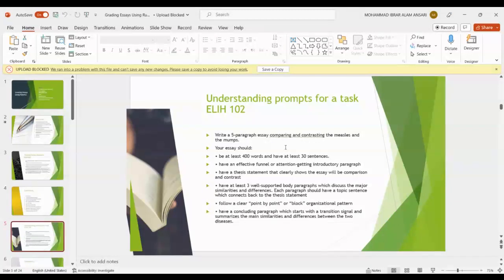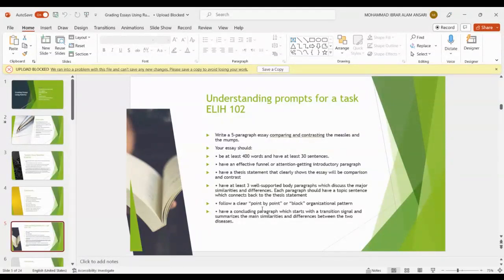Write a 5-paragraph essay comparing and contrasting the measles and the mumps. And it clearly says your essay should have 400 words or 30 sentences. Again, an effective funnel, thesis statement. I'm not going to talk about that in detail, as I've already done with the previous task. And then 3 well-supported paragraphs. And then here it talks about organization, whether you follow point-by-point organization or block organization.